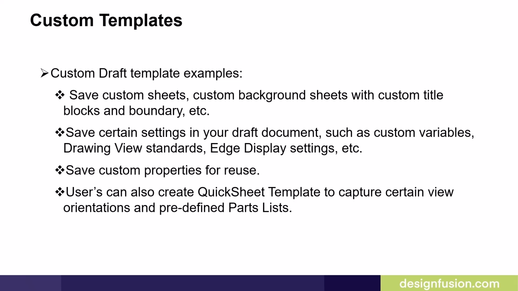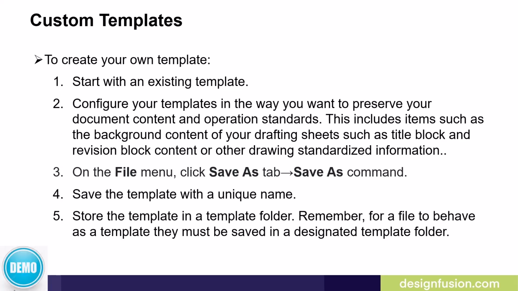Users create draft templates to save custom sheets, custom background sheets with custom title blocks and boundaries, etc., or to save certain settings in your draft document, such as custom variables, drawing view standards, edge display settings, etc., or to save custom properties for reuse. Solid Edge also has a unique template called a Quick Sheet template, which allows you to capture certain view orientations and predefined parts lists. This slide provides the basic steps for creating a basic template.